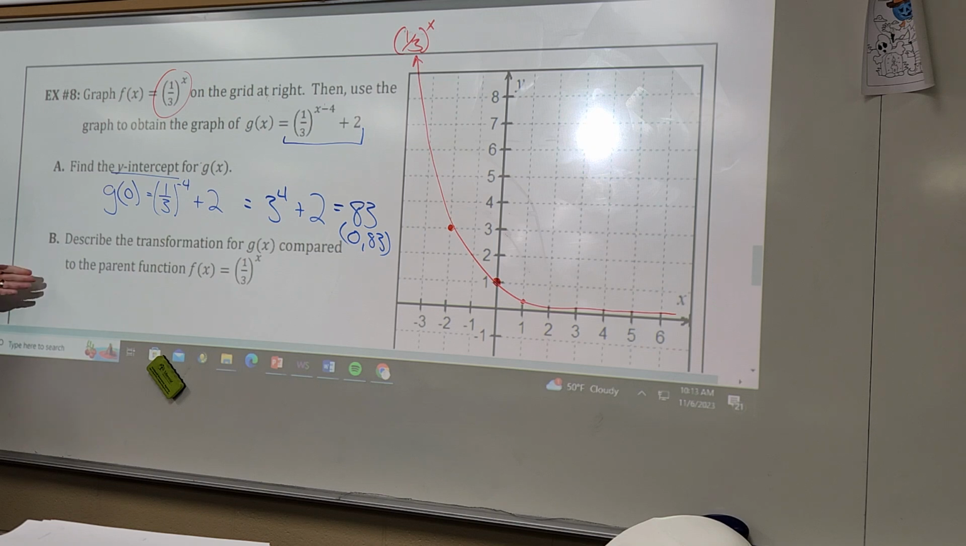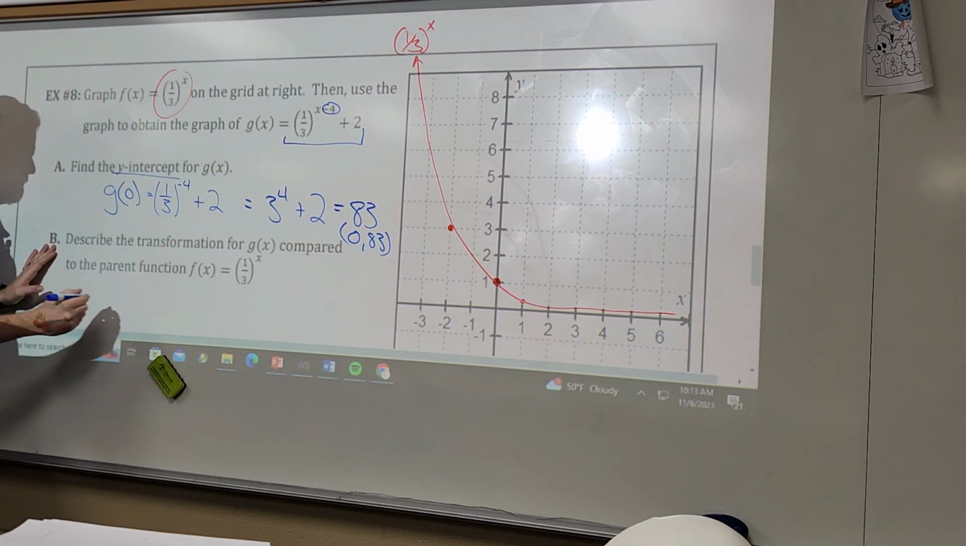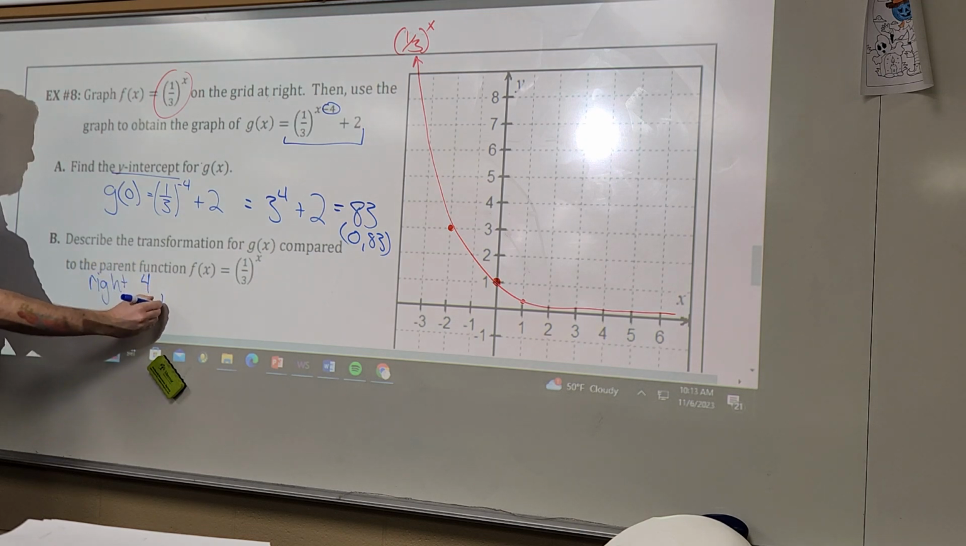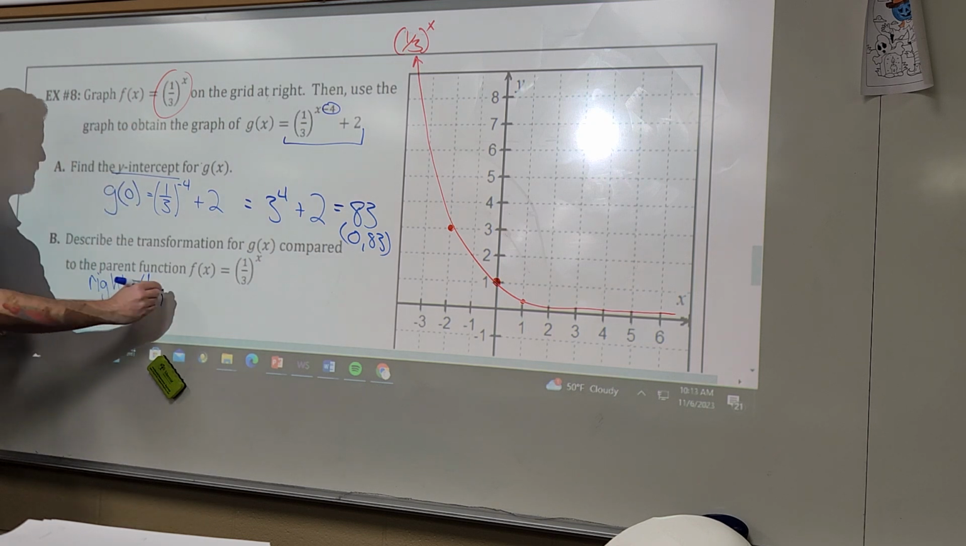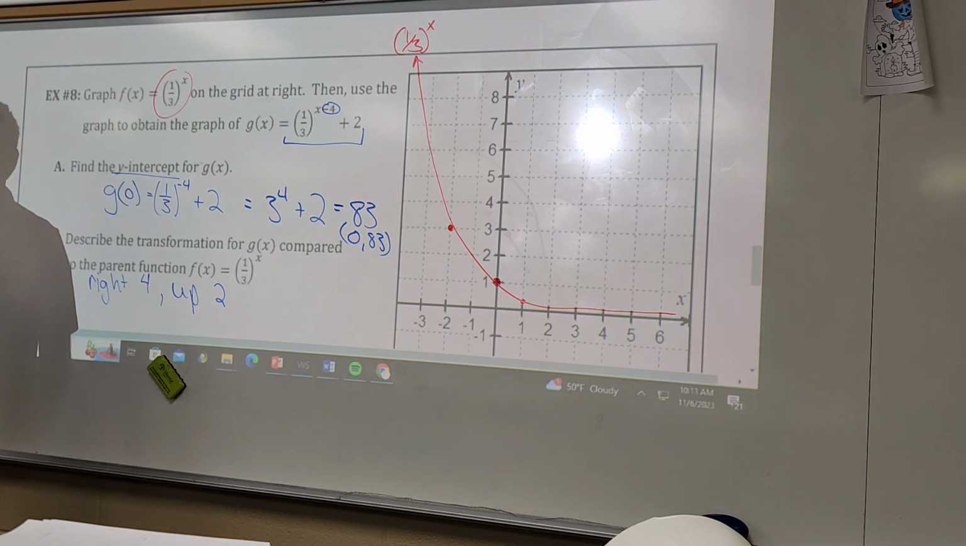All right, now let's do B. I'm going to do B first to describe it, then I'm going to graph it, because that just makes sense to me. What am I doing between these two graphs? What's this -4 going to do? You're right. We're going to go right 4. So a shift of 4 to the right, or a translation of 4 to the right, or a horizontal shift of 4. And what's the +2 going to do? Up 2. So a vertical shift of 2, or a translation up 2, however you want to put it.